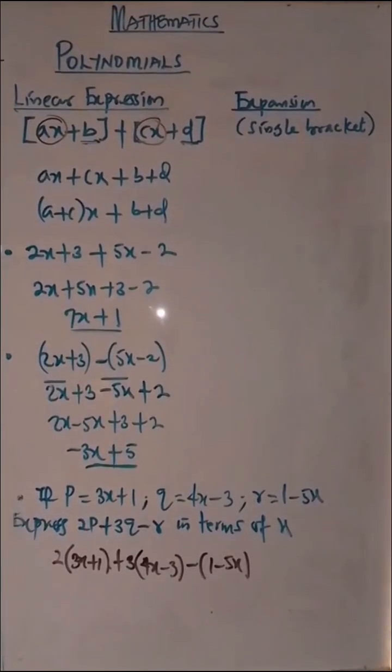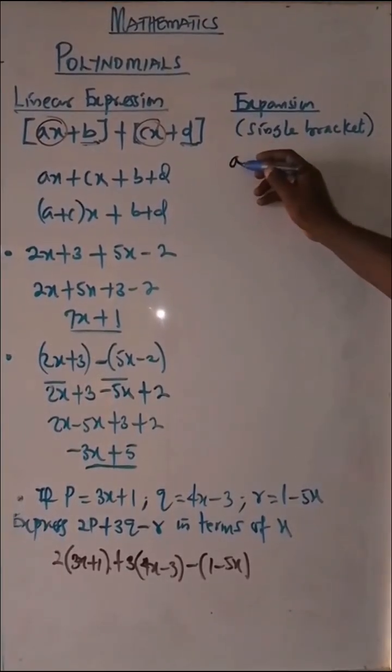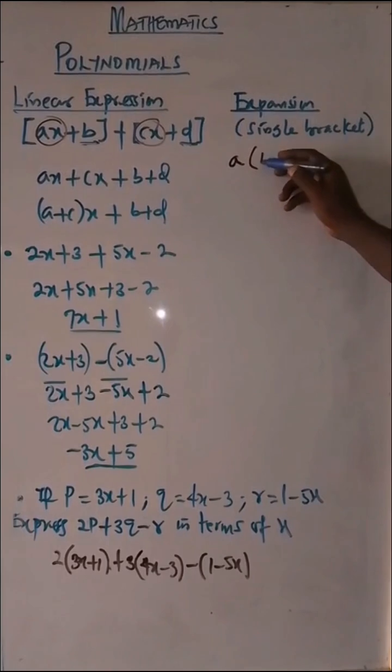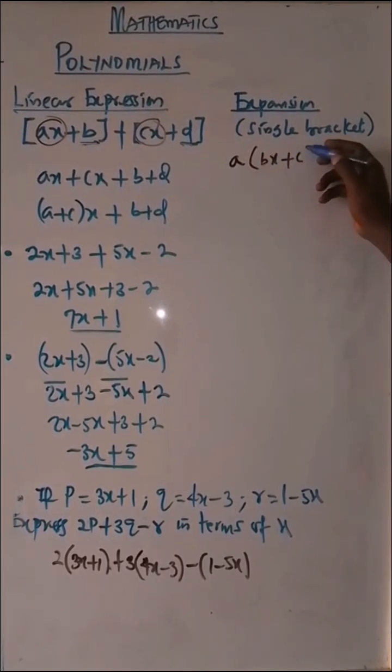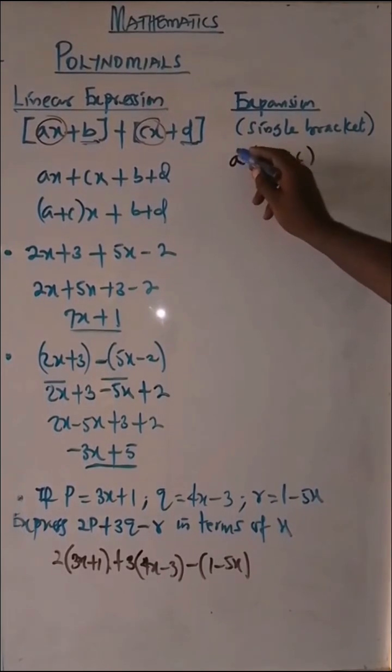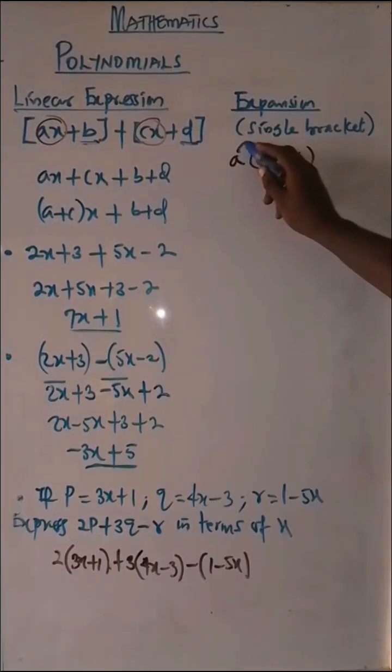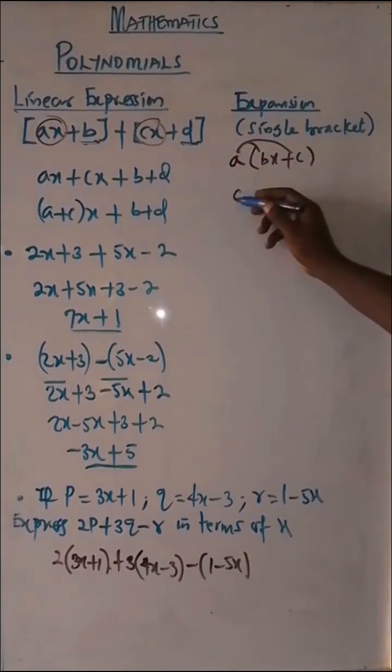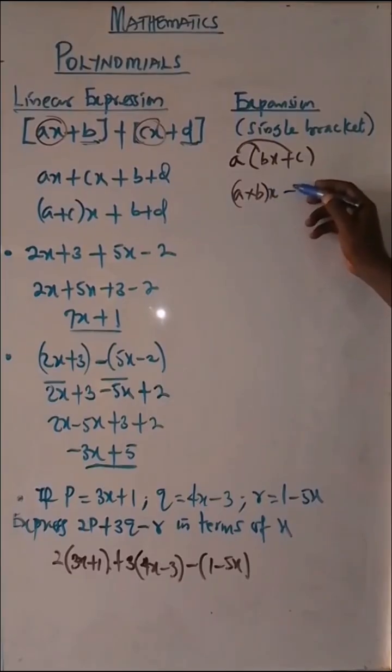Now suppose I have this. The number outside, let's call it A. Inside here we have bx plus c. So this A is for both B and C. This A will multiply this B, and this A will multiply this C. So at the end we are having A multiplying B plus this A multiplying C. And that is the answer.